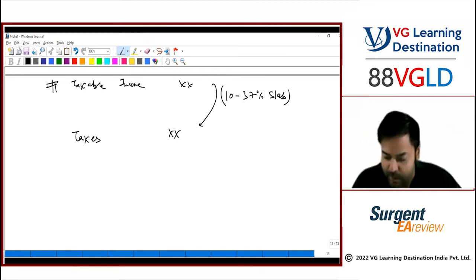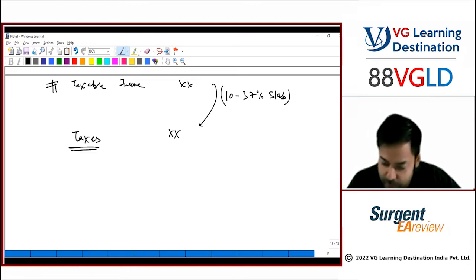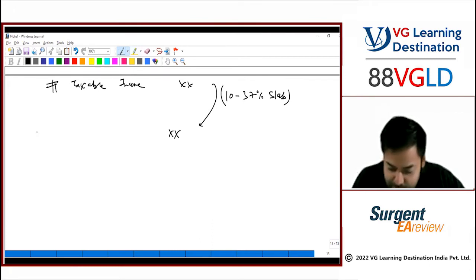So on this, you will arrive at the tax. Which tax are we talking about? State tax? No, we are talking about federal tax. In fact, very precisely, if I say federal income tax.